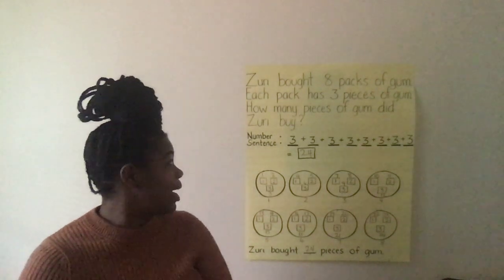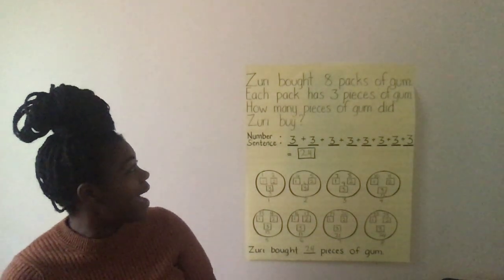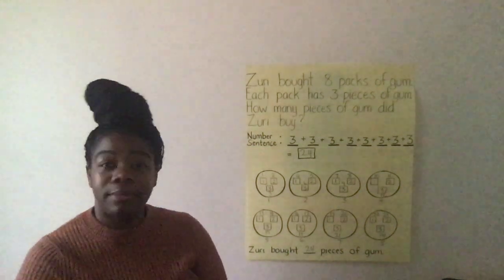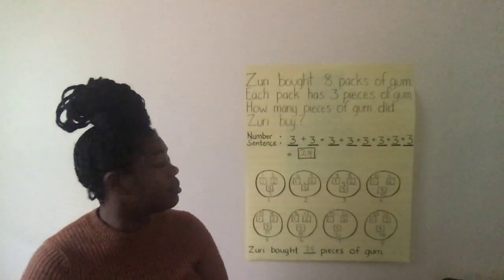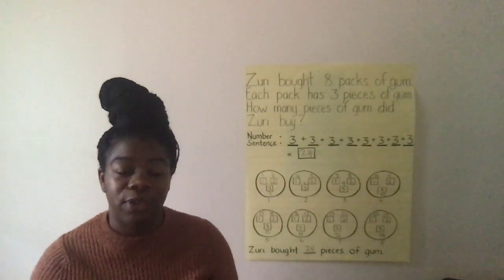This one will be about a little girl named Zuri. Zuri bought 8 packs of gum. Each pack has 3 pieces of gum. How many pieces of gum did Zuri buy? That's my first read. Remember, you do not touch your pencil for that one.